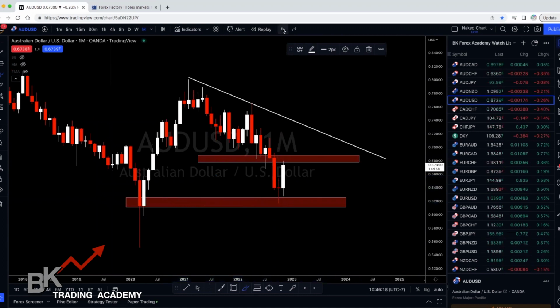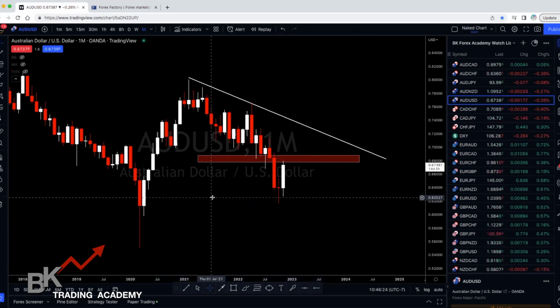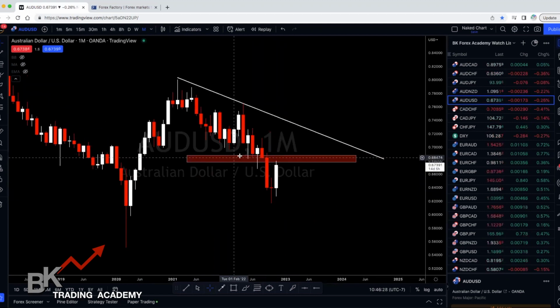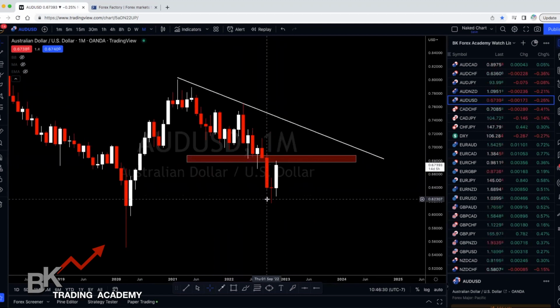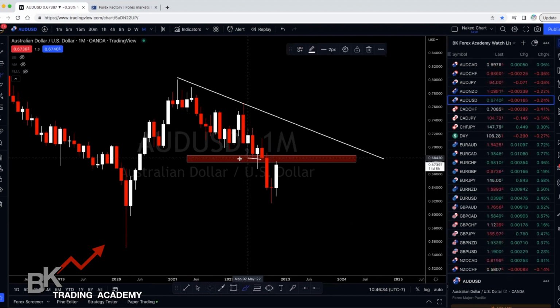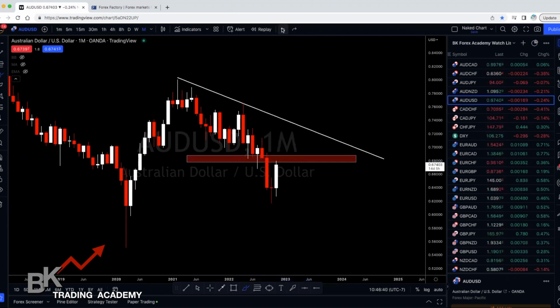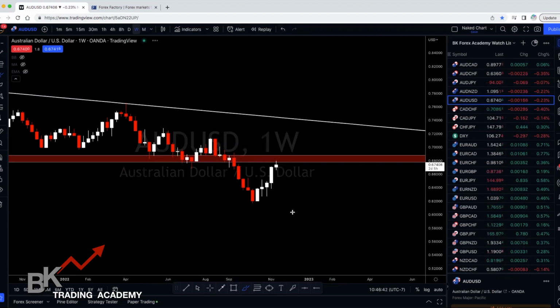Okay, so now looking at the bear structure of this monthly time frame, we want to ask ourselves as swing traders, where is my area of opportunity? So now that the price has corrected back up, anytime you have price break a previous structure, it usually goes back to retest it. So now this previous area of support should now become resistance, and this is the zone we want to focus on. So now that we've established that, let's go ahead and move down to the weekly time frame.